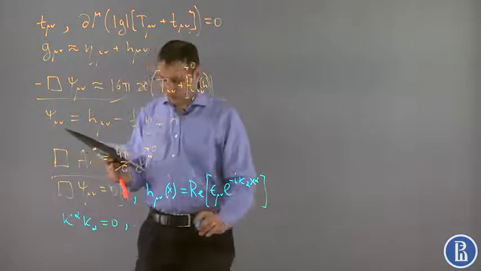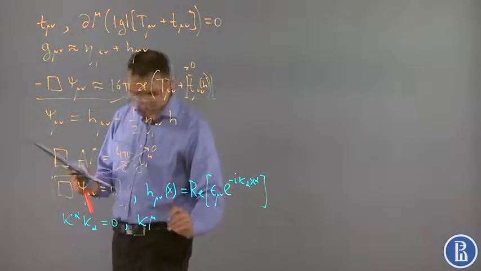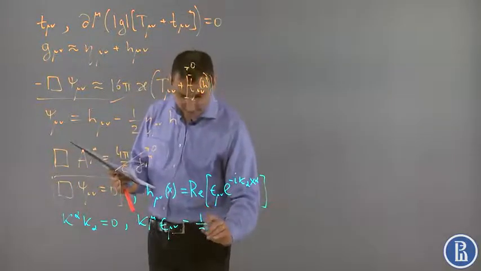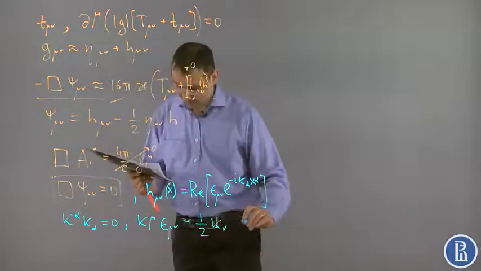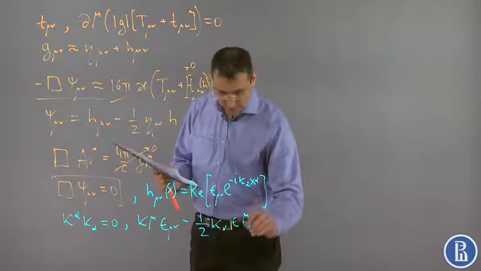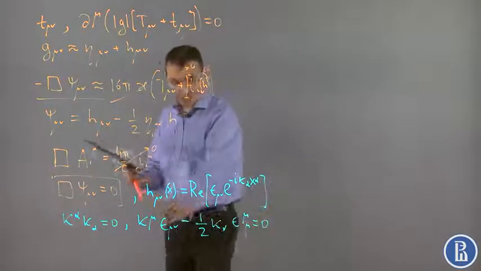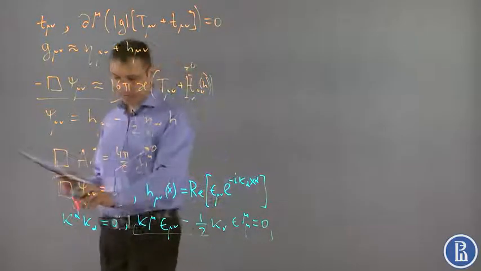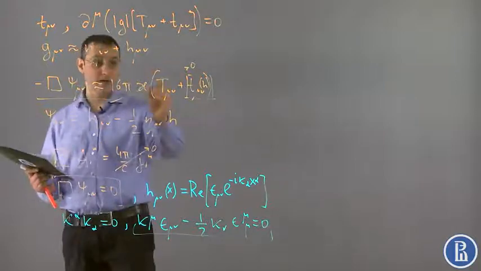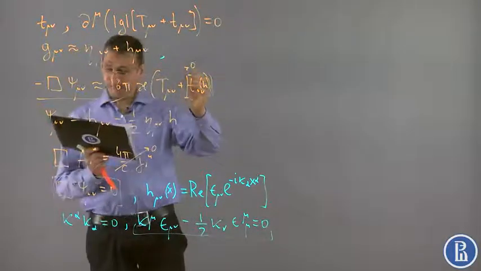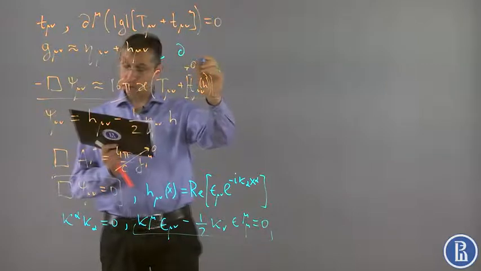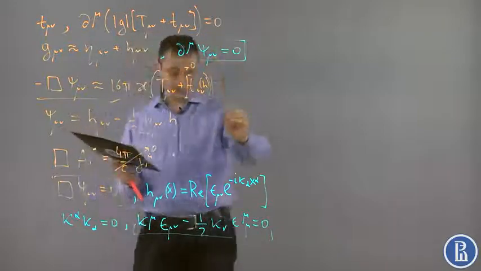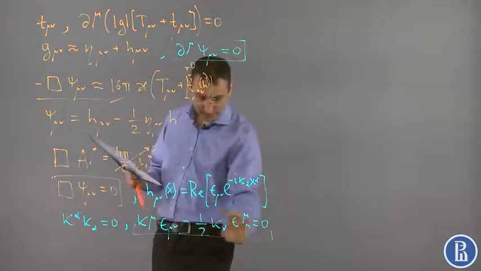And also k_μ ε^μν minus half k^ν ε^μ_μ should be 0. This equation is the consequence of the gauge condition. I remind you that the gauge condition, the condition in which we have obtained this equation, is as follows: ∂_μ ψ^μν should be 0. So from this equation we have this. If we plug this in here, we obtain this equation.